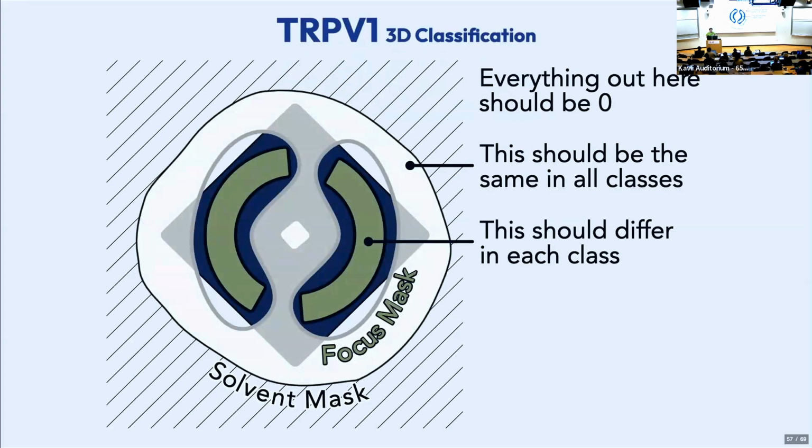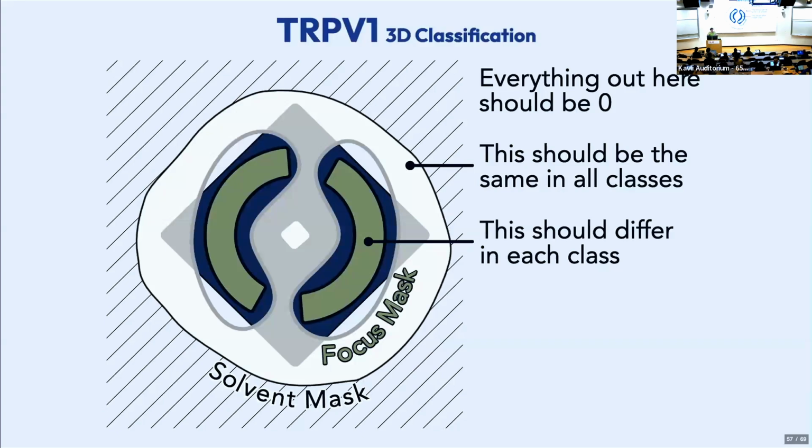And the reason we do that is that now those particles have no reason to go to one class or another based on what's outside the focus mask, because they'll be identical outside the focus mask. Inside the focus mask, the map is created using the particles in that class. Okay, I know it's a lot to think about, a lot of masks, but basically outside the solvent, zero, no signal there. Inside the focus mask is like exactly what you'd expect. It's just the particles in that class make that map.